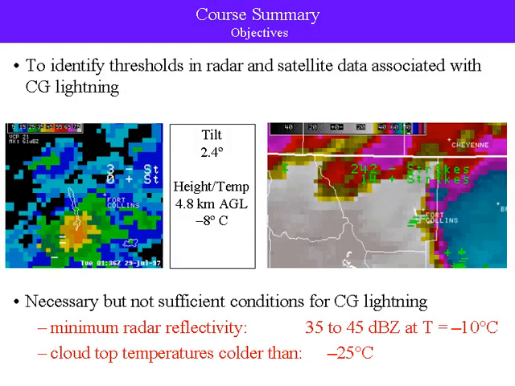Another objective was to identify thresholds in radar and satellite data associated with CG lightning. From the Fort Collins study that John talked about, he found that you need a minimum radar reflectivity of 35 to 45 dBZ, somewhere in the vicinity of the minus 10 degrees Celsius level, and we need cloud top temperatures colder than about minus 25 degrees Celsius.